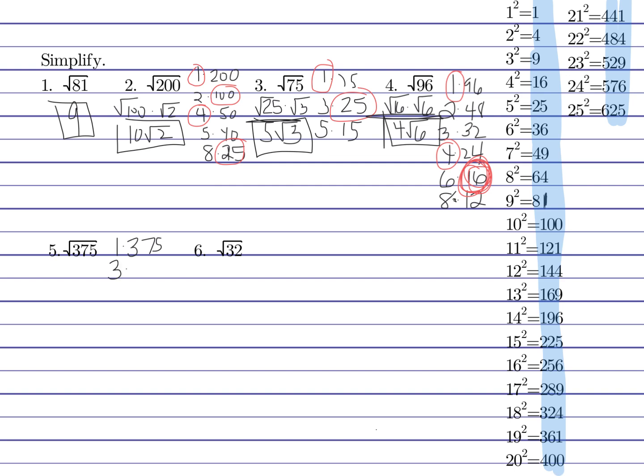3 times 125. 75, that's the last two digits, are not divisible by 4. So that means that 375 is not divisible by 4. It is divisible by 5 because it ends in a 5. So 5 times 75. It is not divisible by 6 because it's not divisible by both 2 and 3. So I'll keep going. It is not divisible by 7. I don't think it's divisible by 8. Nope.